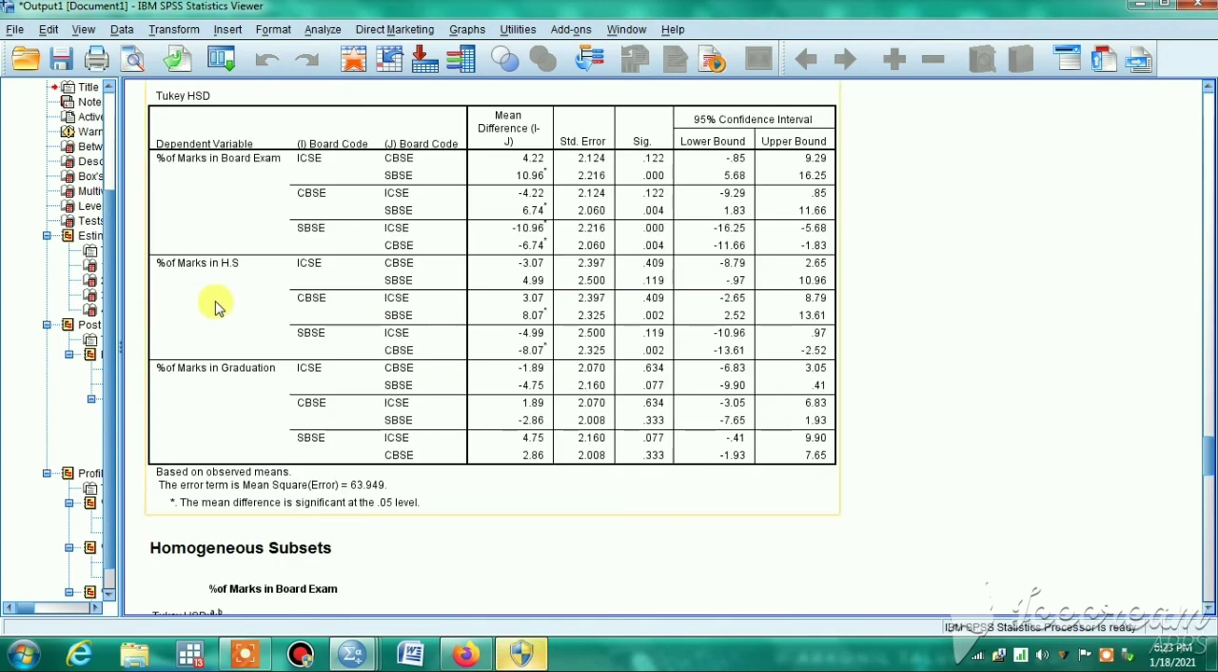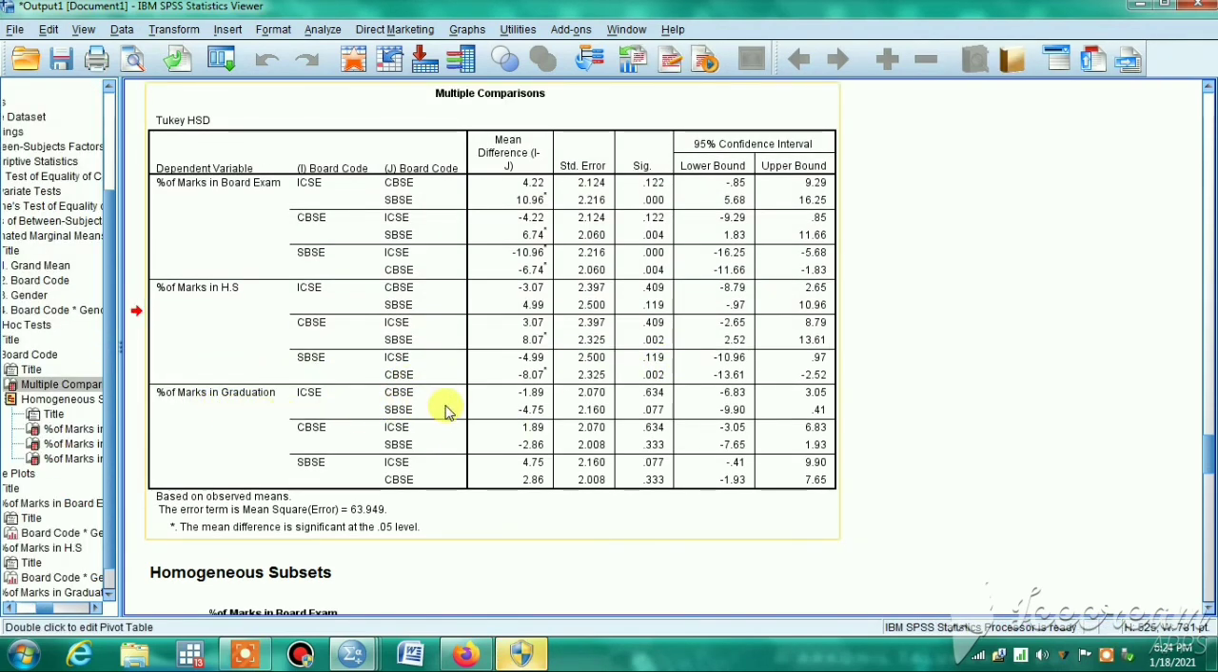So for HS, the mean difference in marks obtained in HS exam, or percentage of marks in HS exam, the difference is not due to the differences between ICSE and CBSE students, but the difference is due to CBSE and SBSE. The difference is significant. That means the difference between students from state board and students from ICSE is not significant, but the difference between students from CBSE and SBSE is significant. Though SBSE and ICSE is not significant so much, SBSE and CBSE is significant.